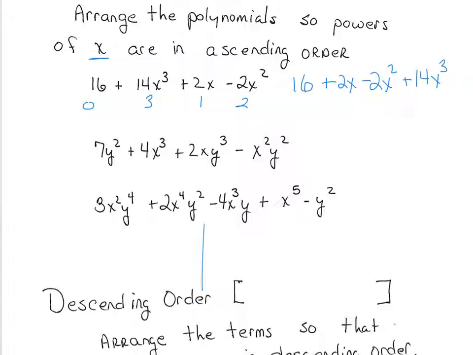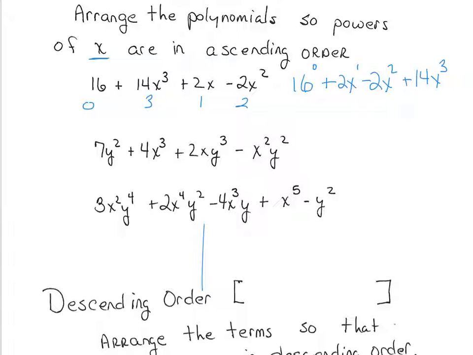Ascending order for the powers of x. 16 has a power of 0. So 0, 1, 2, 3. If it's already in ascending order, do you have to change it? Only if it asks you to change it to descending order.